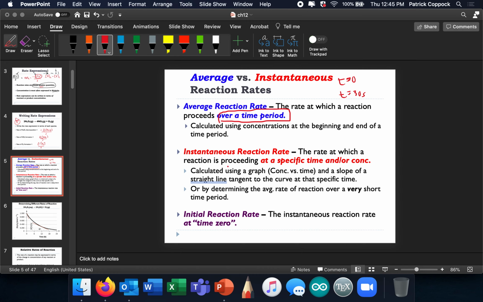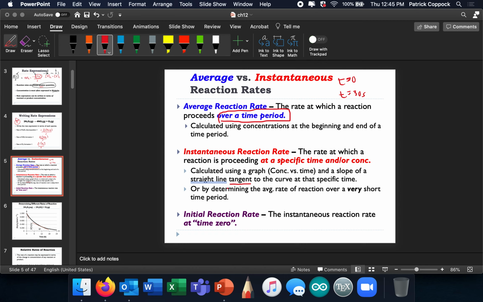But the instantaneous rate now, that's the rate at any particular moment in time, the rate at which a reaction is proceeding at a specific moment in time, right? So in order to do that, we use a graph of concentration versus time, and we find the slope of the tangent line. Okay, we'll do this in the next slide. The tangent line is the line that's touching at that particular point.